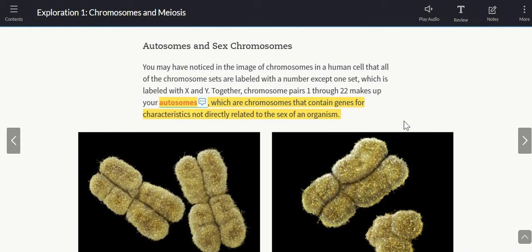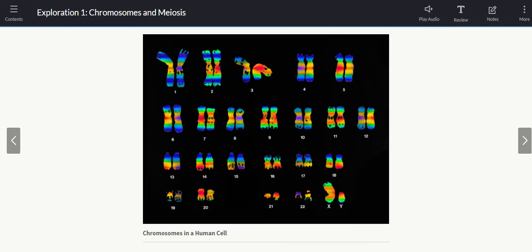Autosomes are chromosomes which contain all of the information related to an organism's physical features except those pieces of DNA that are related to the sex of an organism. So in humans, again, if you go back up to this picture, 1 through 22 are what we call autosomes because they are going to give information that is independent of the sex of the organism. Your eye color or your hair color or your ear shape does not depend upon what sex you are, male or female.